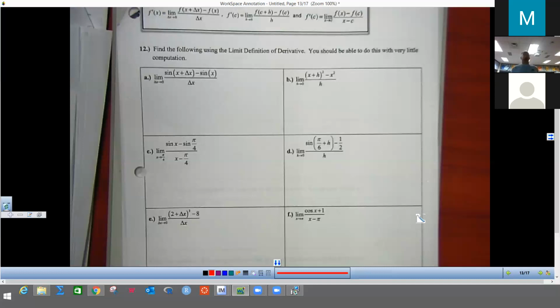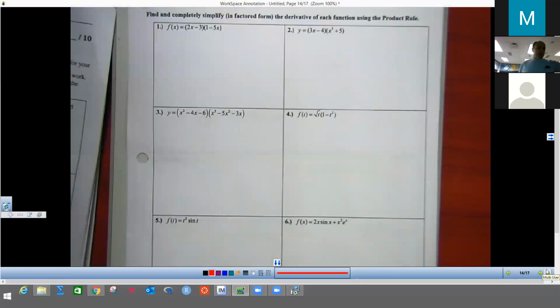Nothing on this page? All right, let's go on to 2.8. Okay, so 2.8, I think I got one here.